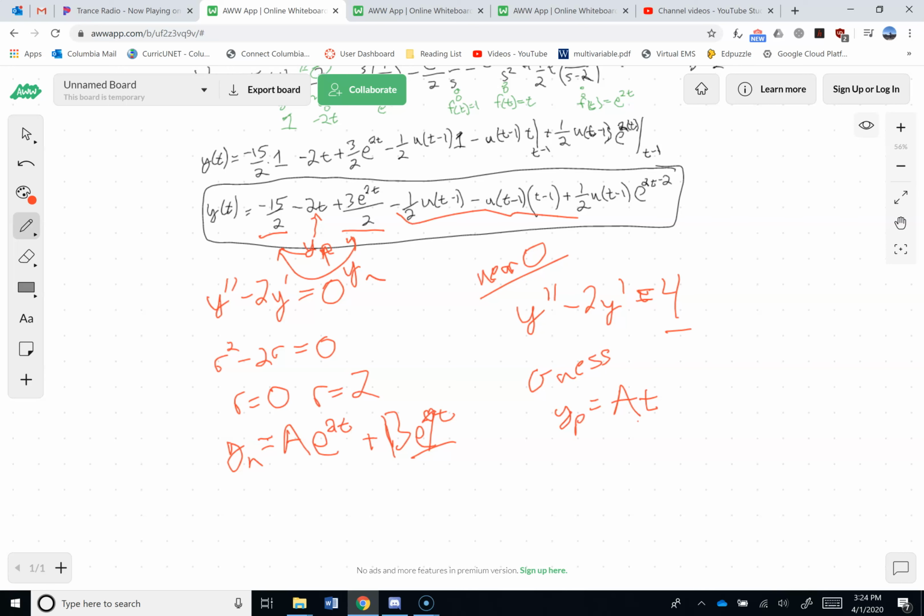And then the rest of this, where did all that come from? The piecewise stuff. That all starts at time 1, right? Everything in there has got a u of t minus 1. So all that doesn't even happen until time 1. And the reason is that the external force doesn't change until time 1. You guys kind of see that?